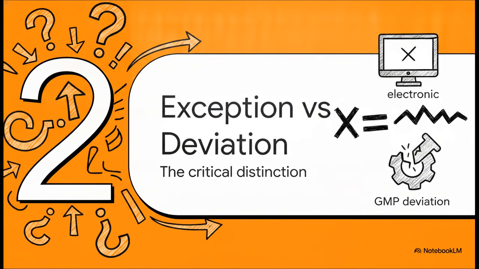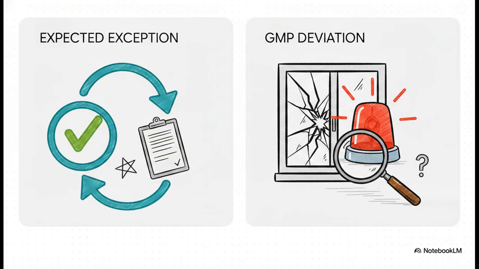Moving right along to Section 2, Exceptions versus GMP Deviations. Now it's time we tackle arguably the biggest myth in the industry, that dangerous assumption that an electronic exception is the exact same thing as a GMP deviation. So the absolutely crucial point to grasp is this. Not every electronic batch record exception is a GMP deviation.